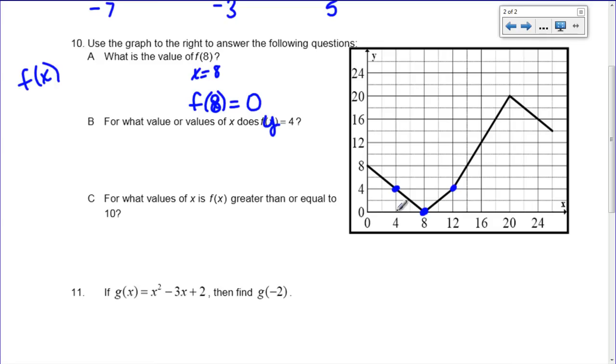This one, when y equals 4, x equals 4. So one of the answers is x equals 4. Right here, when this is y equals 4 right here, then x equals 12. So my other answer is x equals 12.